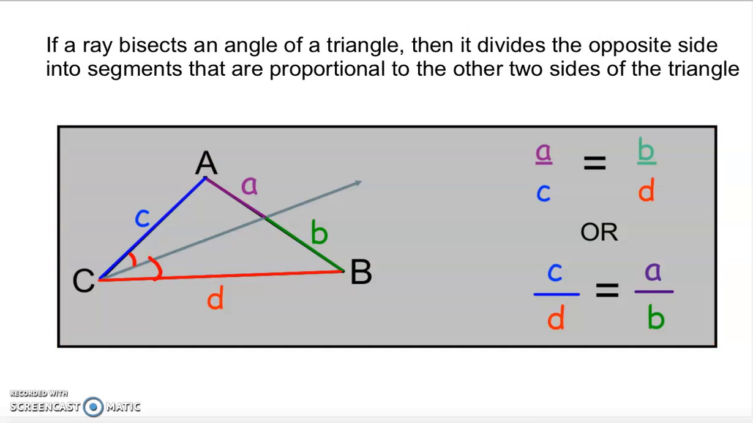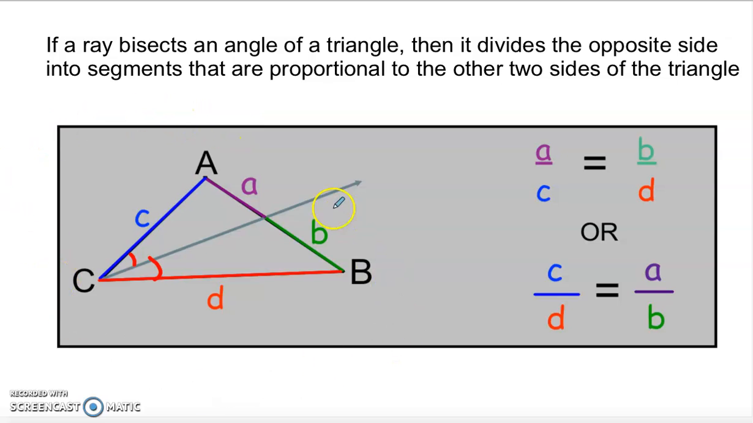If I bisect an angle inside of a triangle, I'm going to have proportionality as well. So I have an angle bisected here, so I have C over D is going to be equal to A over B. And then I have a horizontal relationship as well. So C over A is equal to D over B. And again, I can go left, right, right, left, top, bottom, bottom, top.